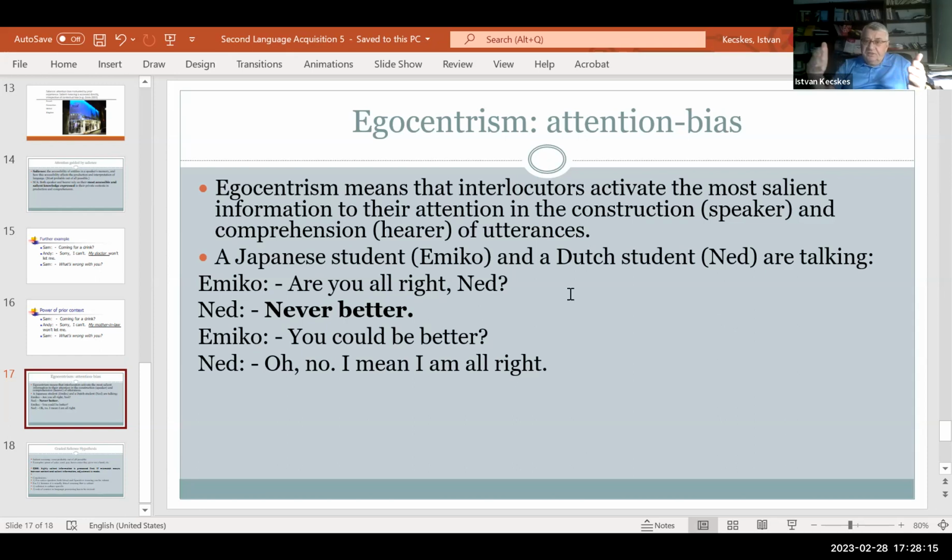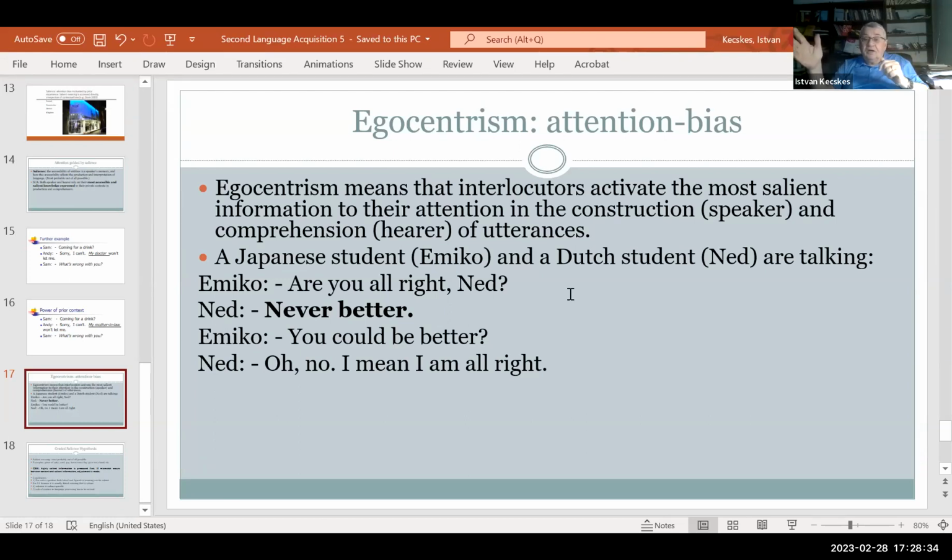Okay, so why is it important? Look at this conversation between two non-native speakers. One of them is a Japanese student, Amiko, and the other one is a Dutch student, Nad. So Amiko says, "Are you all right, Nad?" Nad says, "Never better." Amiko, "You could be better," or "No, I'm all right."